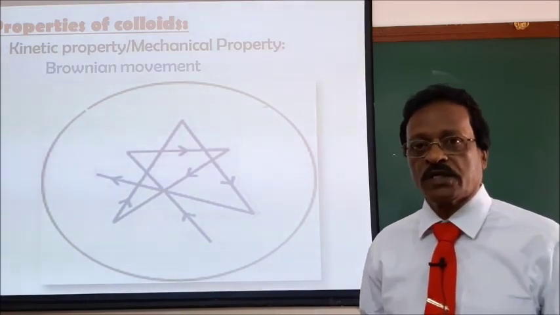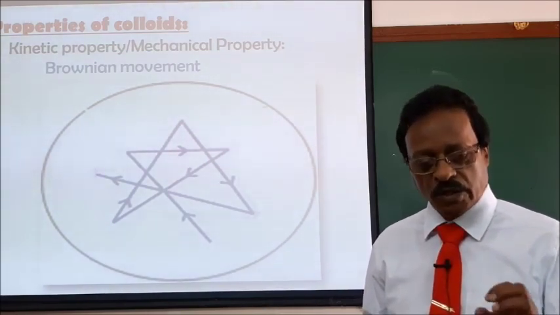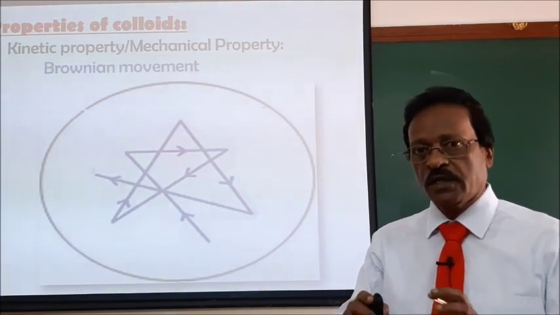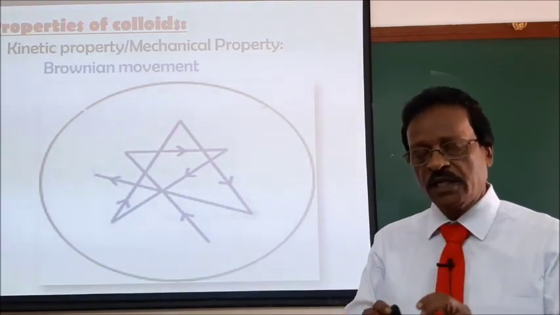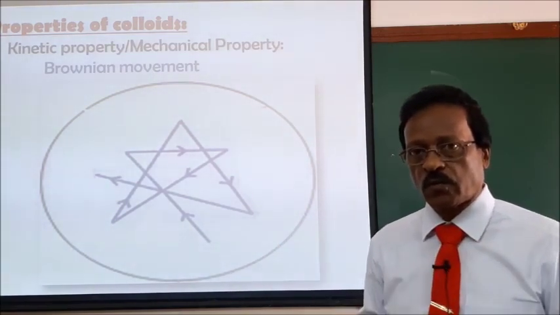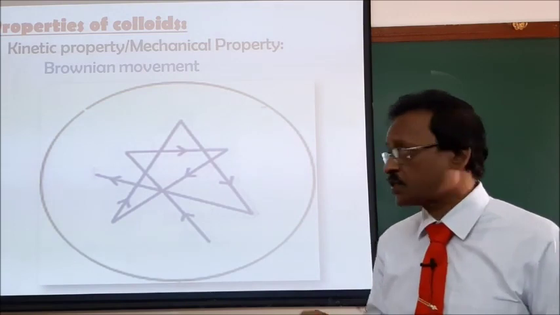How do these colloidal particles gain the kinetic energy? The molecules of the dispersion medium have constant collisions with the colloidal particles. Thereby the colloidal particles gain energy and start moving in a zigzag manner. This is called Brownian movement. We discussed this in the last session.